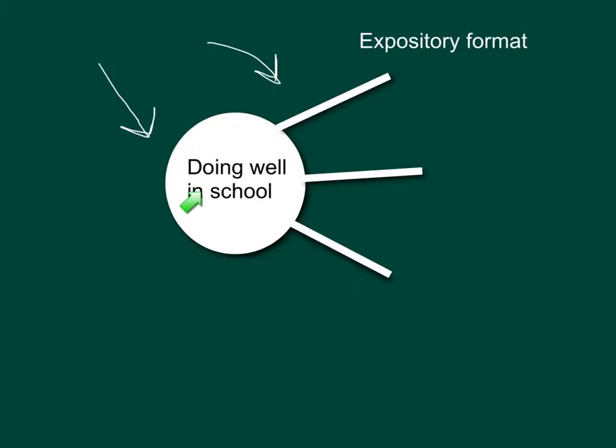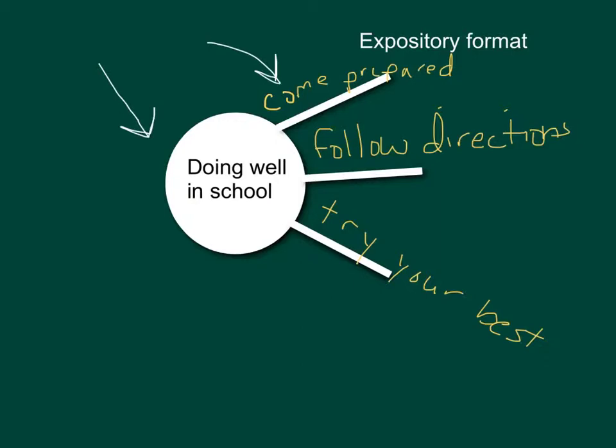After you've written your prompt, think about your topic, about what you're going to explain, and give 3 reasons of whatever you chose. Now, doing well in school, one of the first reasons I chose, or way of doing that, is to come to class prepared, follow directions, and try your best. My paper is going to talk about these 3 reasons.